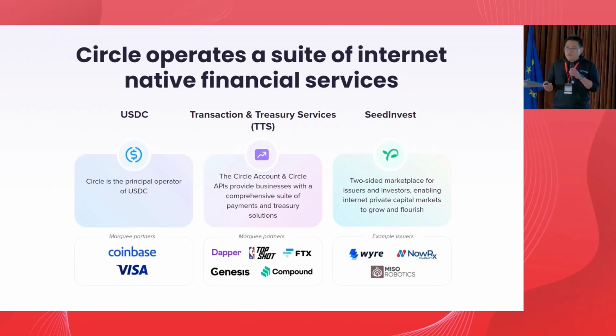And we also have an independent division, SeedInvest. That is a crowdfunding platform. So basically it gives everybody the opportunity to access investment opportunities in startup companies.